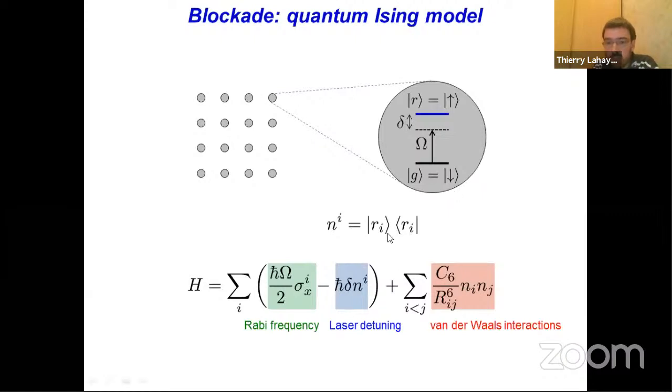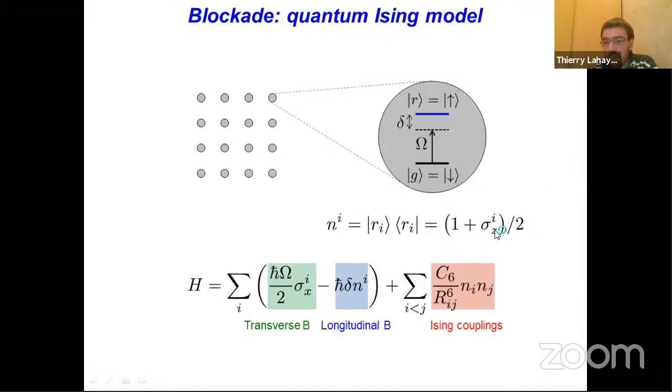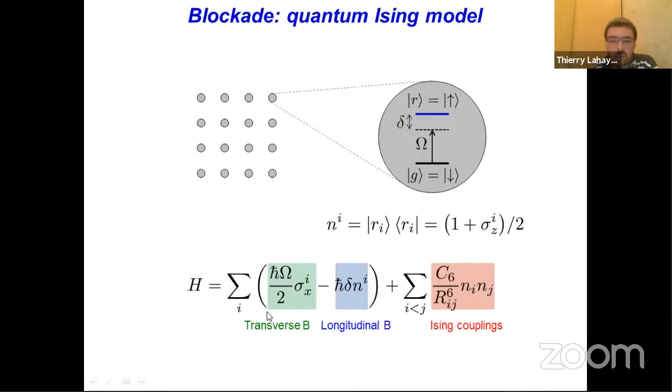And so I need to have the atoms in the Rydberg level. That's why I have this projector here, n_i. And if I rewrite this in terms of the spin matrices, this involves a sigma z term. So in this interaction term, you get a sigma z_i, sigma z_j term. So this is exactly an Ising type of spin-spin interaction. And the laser driving, you can see it as an external magnetic field for your spins. The Rabi frequency plays the role of the transverse field, and the detuning plays the role of the longitudinal field.